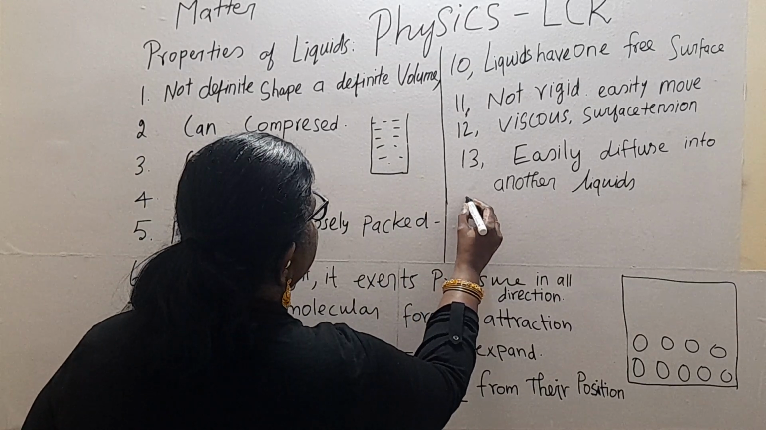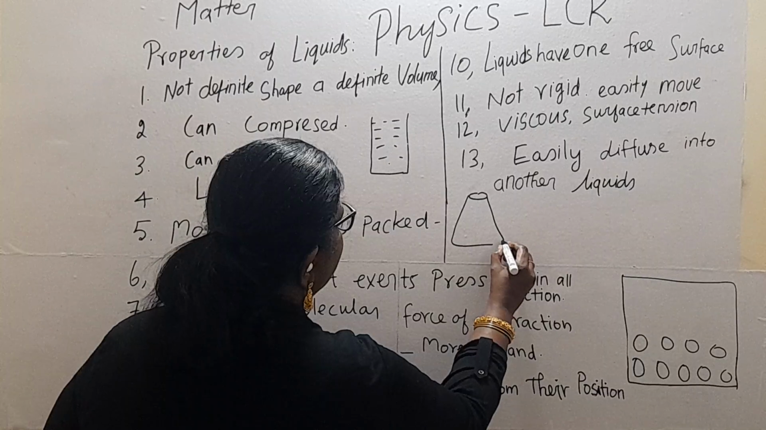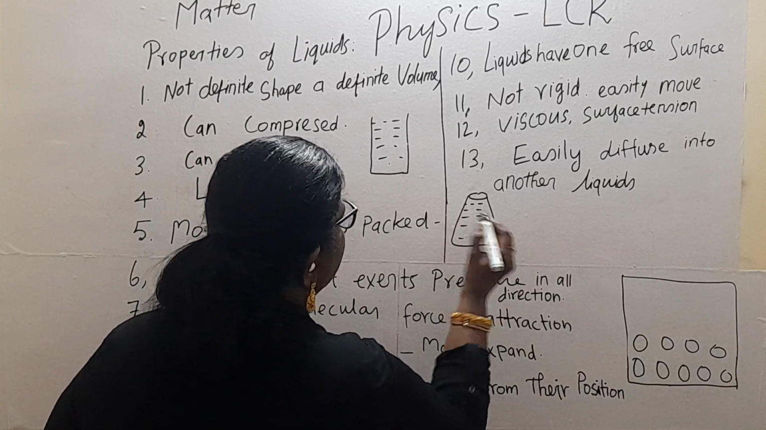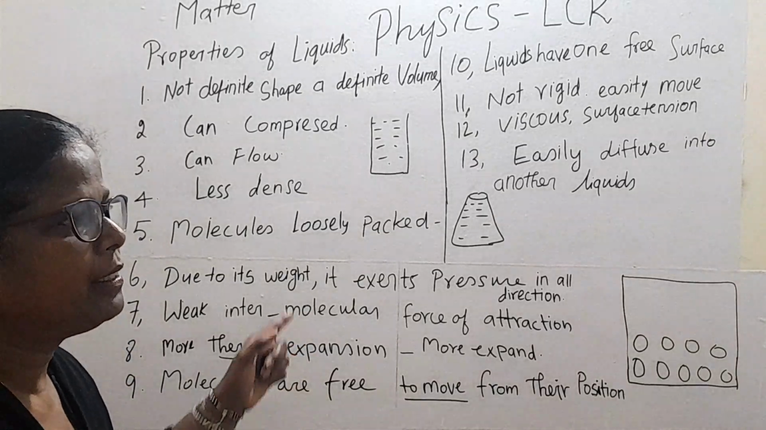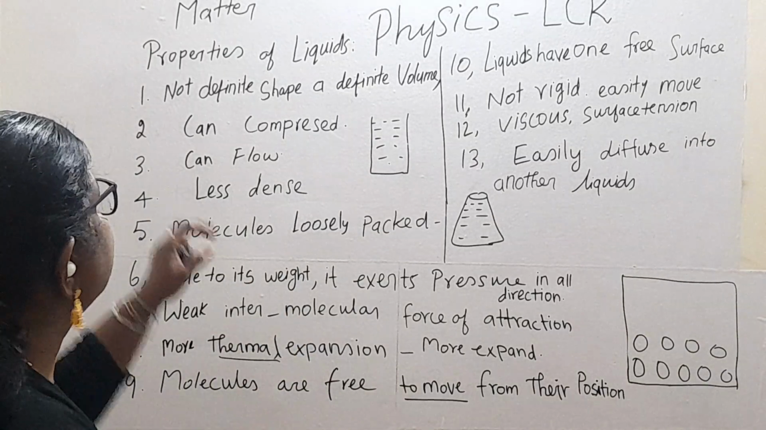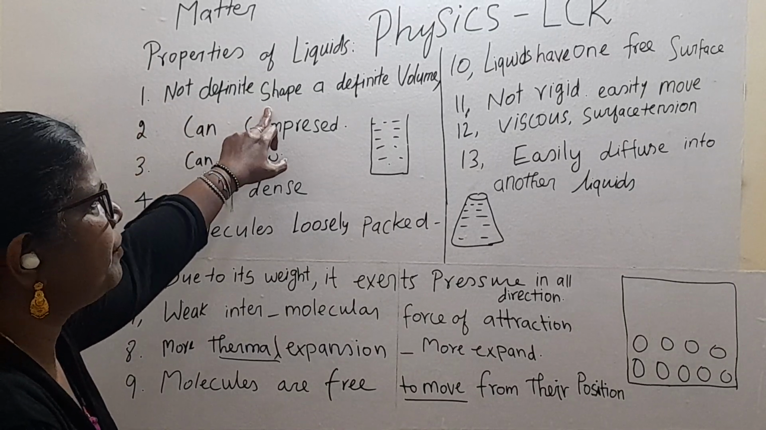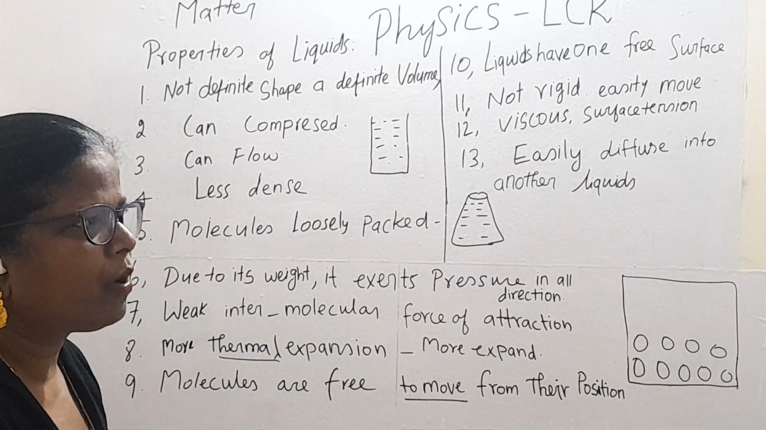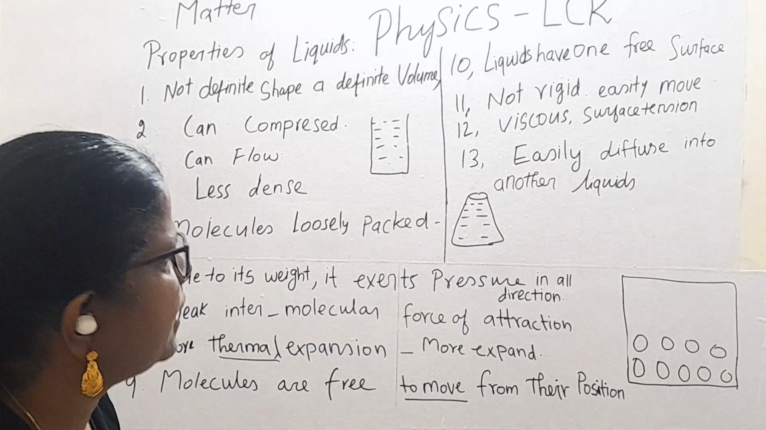Your container is like this, a conical flask. So the liquid gets this shape of the container. Liquid takes the shape of the container. So liquids do not have a definite shape, but they have a definite volume. We will see about the volume of liquids in some other class.